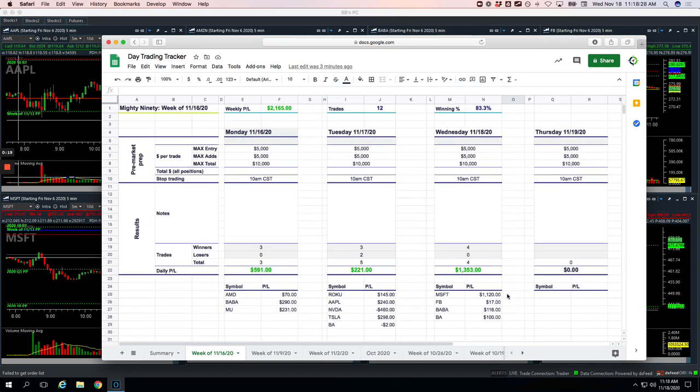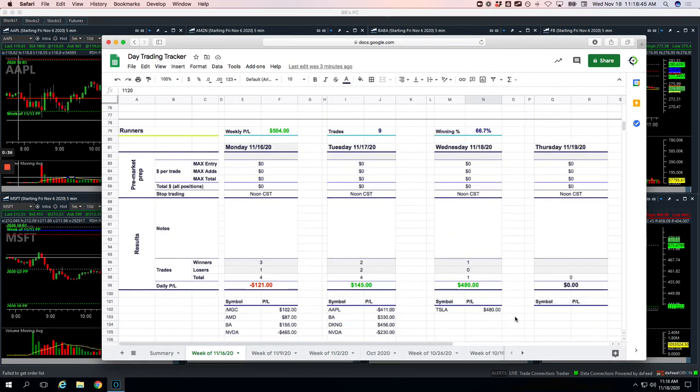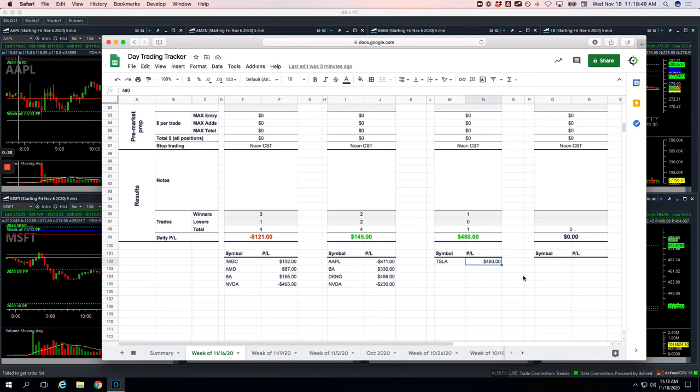So we had the Microsoft. This was actually two different trades, plus $1,120 just on Microsoft. So really nice price action today. Facebook, basically a scratch, small winner. Baba plus $116 and Boeing plus $100 on just a small trade. And then just took one runner, and that was in Tesla for $480. So total $1,833 on the day.